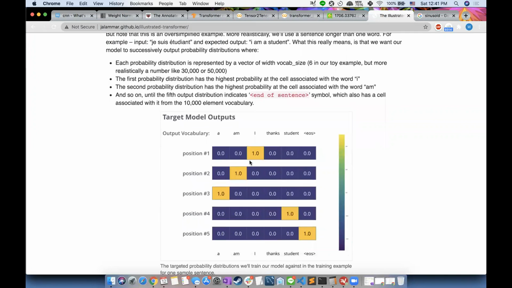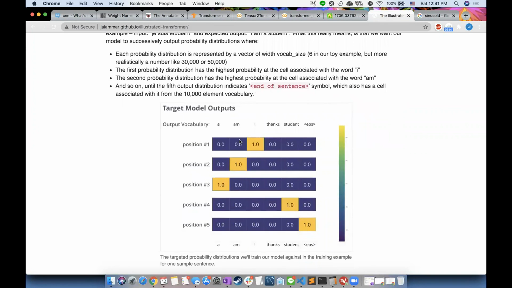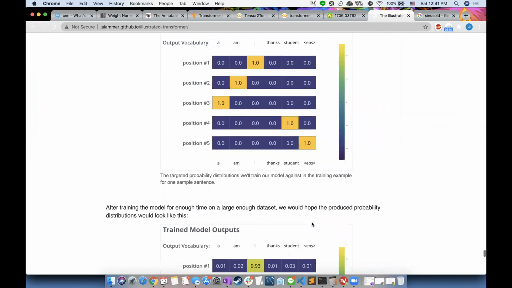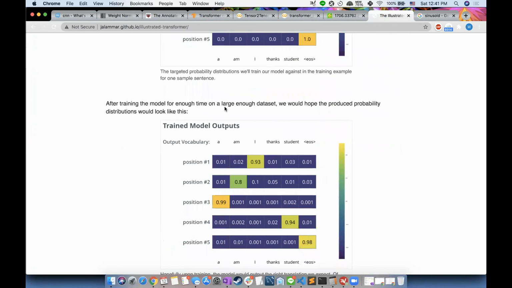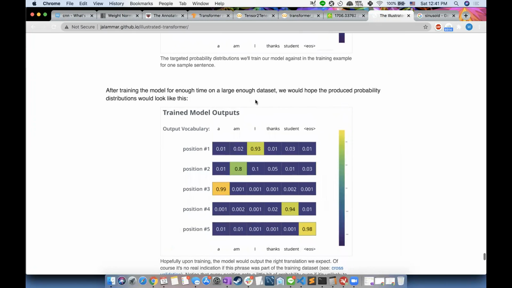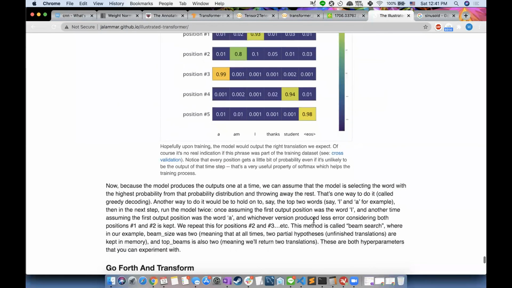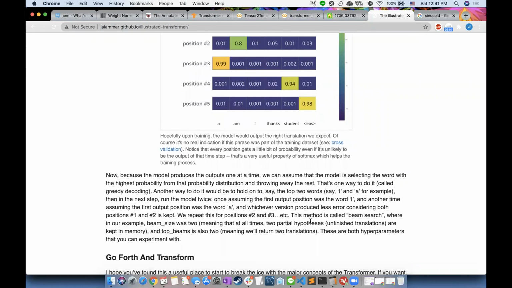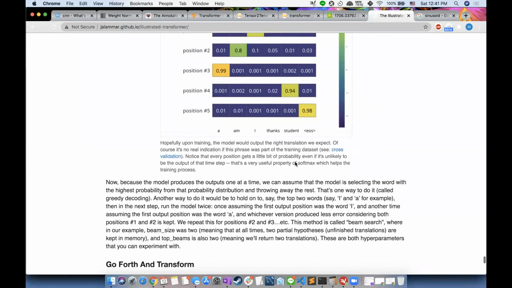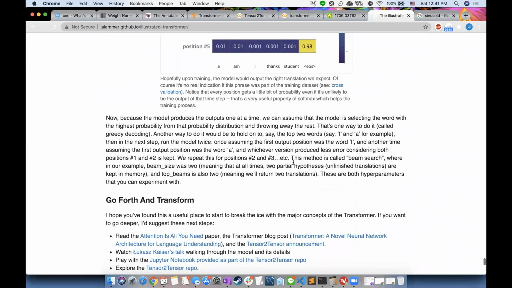So I am a student, end of sentence. That's the target model output, right? After training the model for enough time, we would hope the produced probability distributions will look like this. You want these to be the highest: I am a student, end of sequence. Then again, you do cross entropy, right?